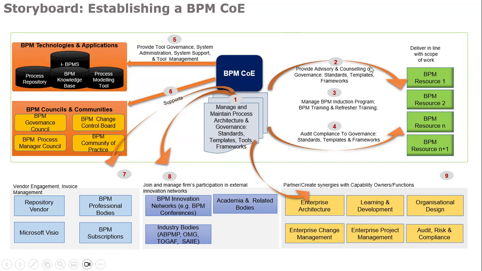Then if you look towards the right, you'll see a number 2, 3, and 4. In terms of number 2, the CoE provides advisory and counseling on different governance, like the standards, templates, and frameworks that we use. Item number 3, they manage the BPM induction program. So any new BPM practitioner that comes in has to be familiarized with the way we do it in our organization, as an example. We also provide BPM training and refresher training.